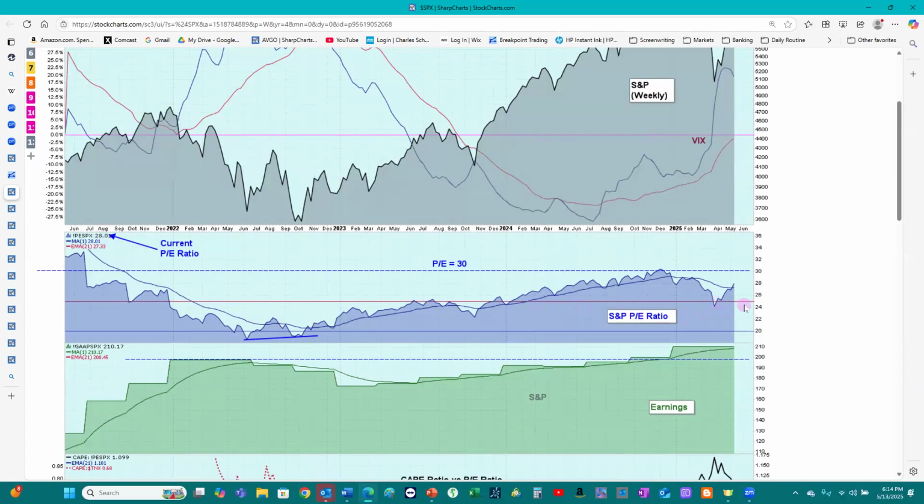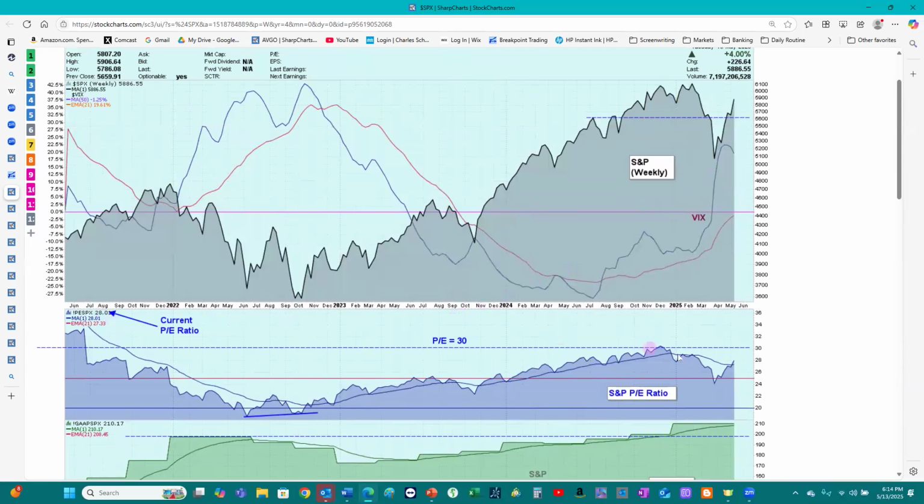You can see it went all the way down here below 25. As the market sold off, naturally the P part of the PE got lower and lower. But then as the market started coming back, the P side of it started going higher. So it's below 30 still, which is actually what it got to just before the sell-off. The ratio was pretty high at 30.